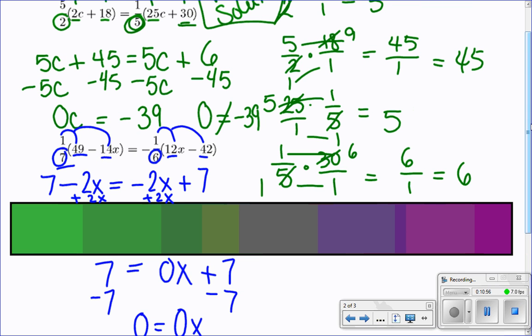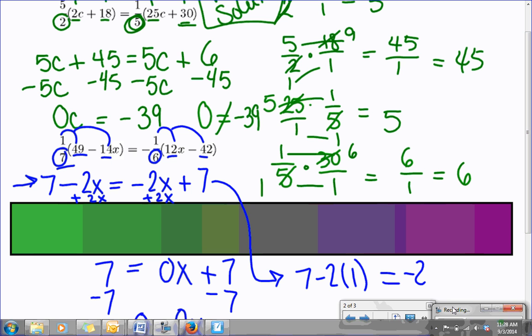Okay, so let's look at some of those solutions. So 7 minus 2x equals a negative 2x plus 7. So for example, if it's easiest to look at it from this step, to be honest, if x equals 1, for example, so from that step, we'd have 7 minus 2 times 1. Does that equal negative 2 times 1 plus 7?